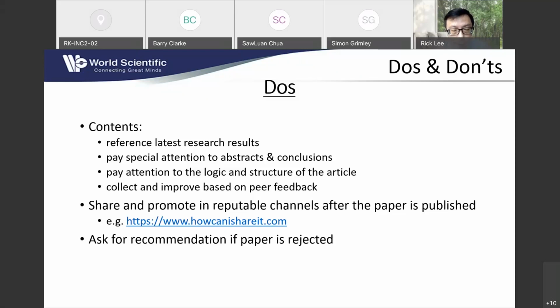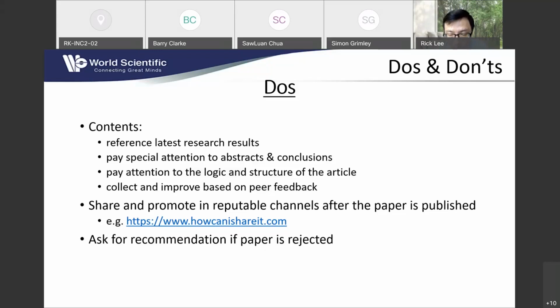Just now, Barry also mentioned the different versions of a publication, the version of record, which one you can share and which one you cannot. There is a place that you can go to and take a look at how you can share your articles. It is called How Can I Share It, howcanishareit.com. I think one of the things nowadays is, once you publish an article, you want as many people as possible to read it, and one day they cite your article.